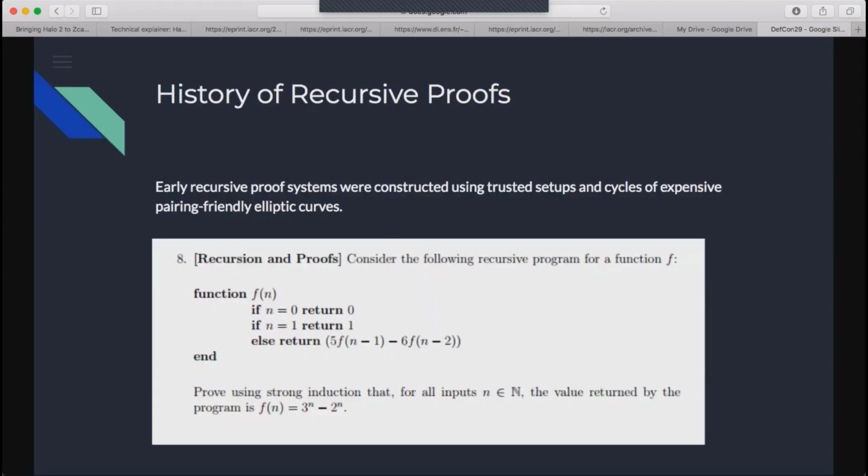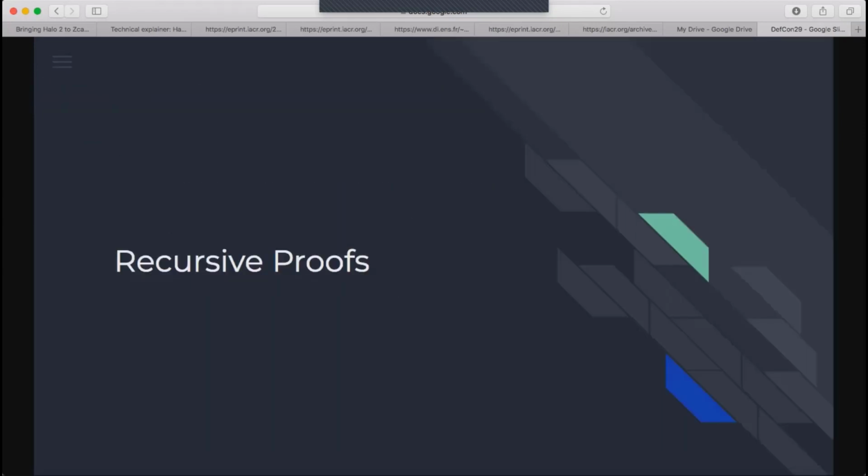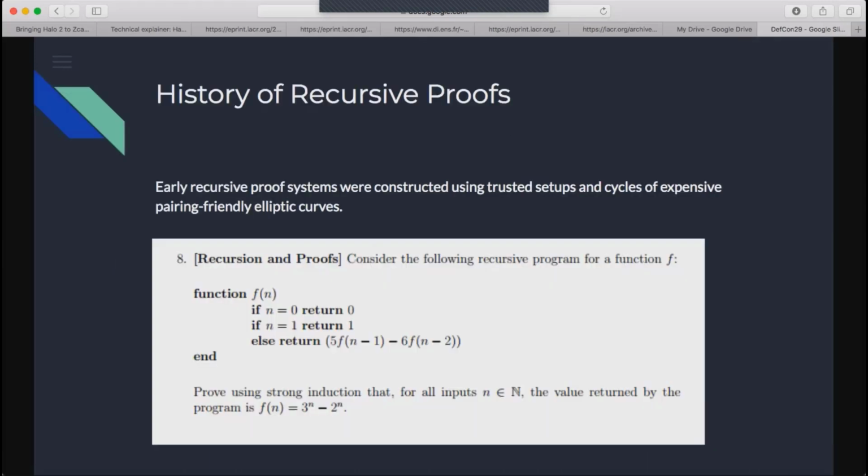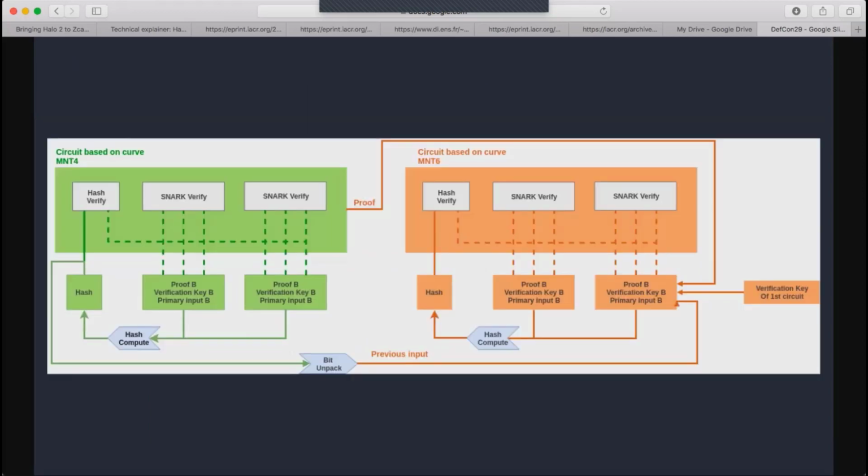This diagram. I just want to show you briefly an example of a recursive proof. Early recursive proof systems were constructed using trusted setups and cycles of expensive pairing-friendly curves. This is an example of a recursive proof. If you look at an example of a recursive proof construction, this shows how we generate one proof which becomes the input to another proof system, and how we do recursion.